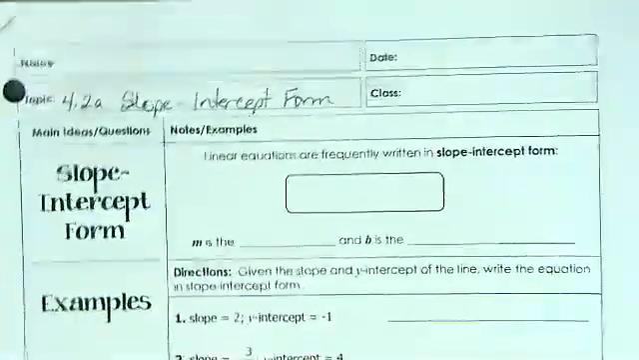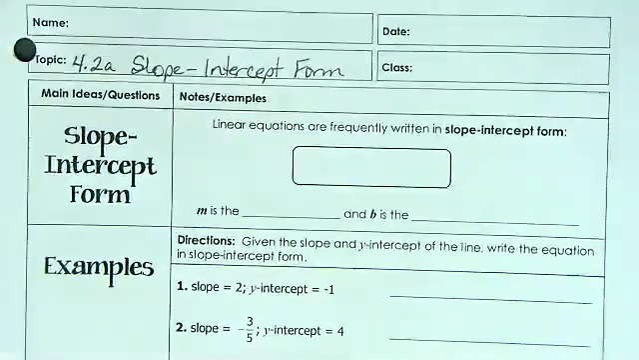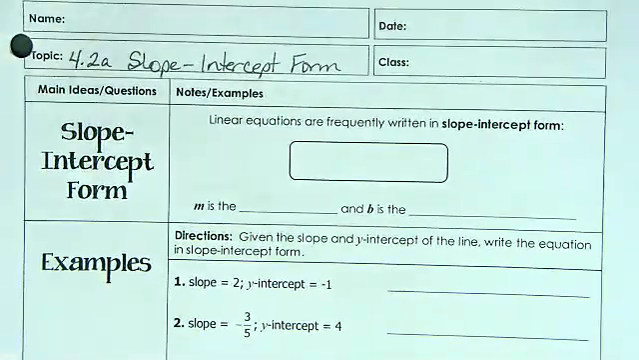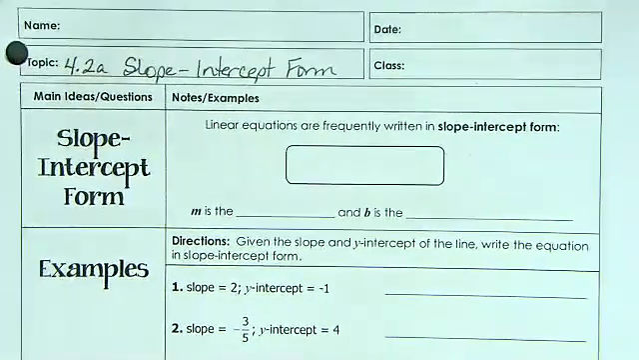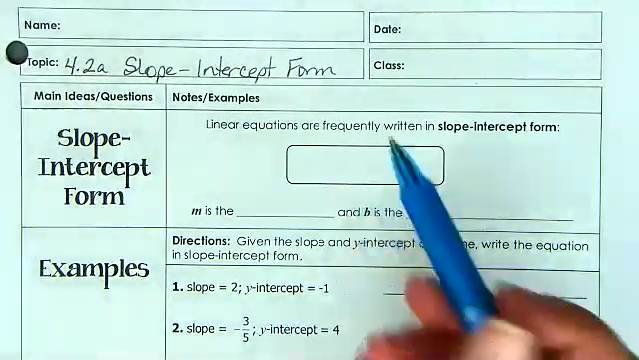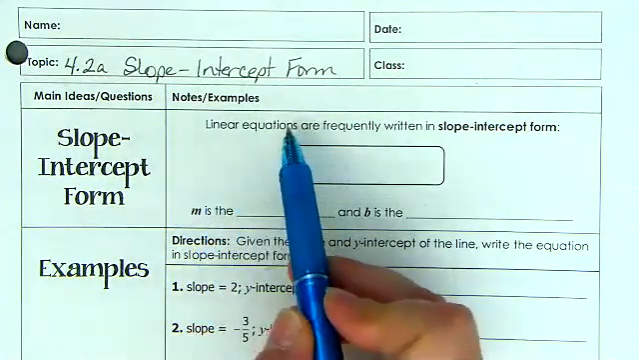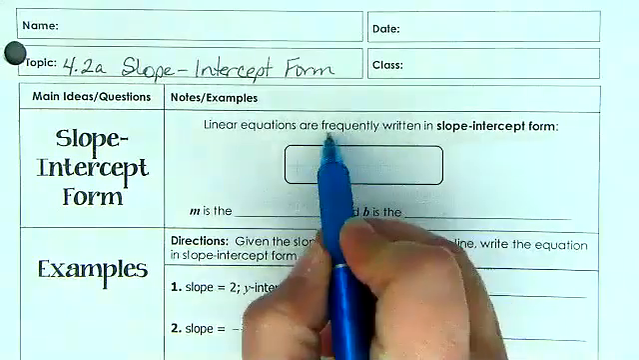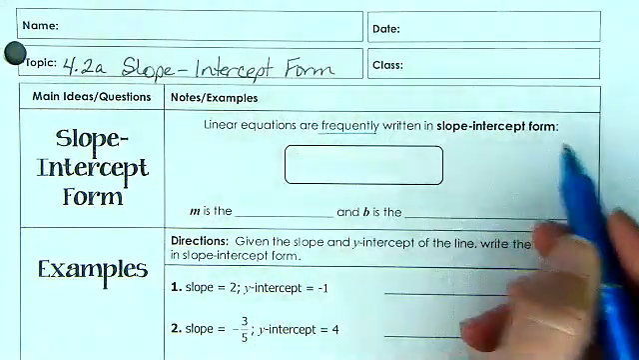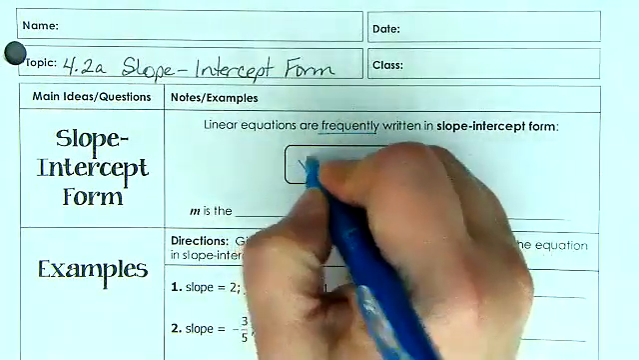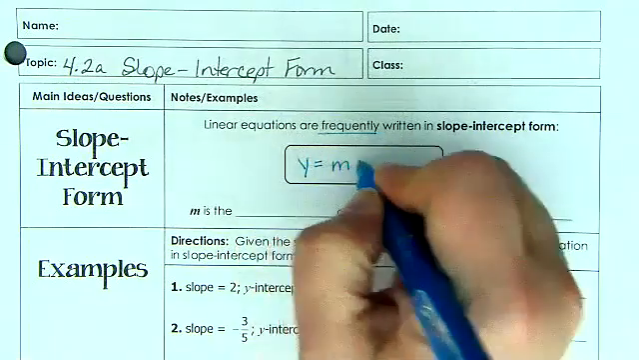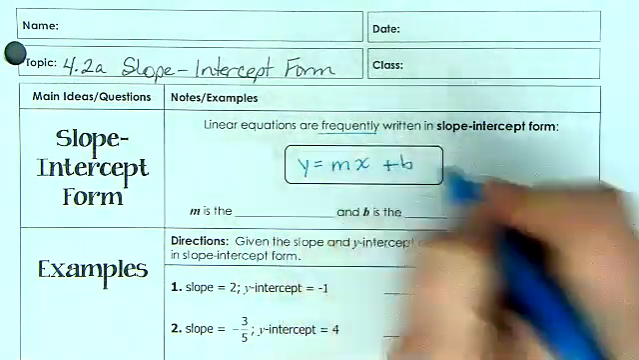We are starting section 4.2 today, which is slope-intercept form. We did cover this a little bit last year as well, so let's go over it. Slope-intercept form is the main form for a linear equation. It's frequently written in slope-intercept form, and that formula is y equals mx plus b.